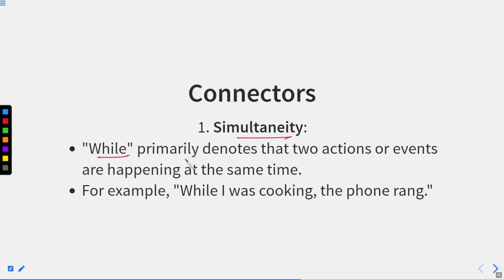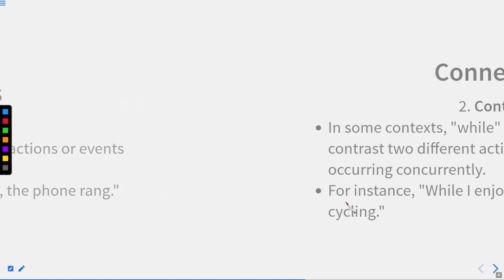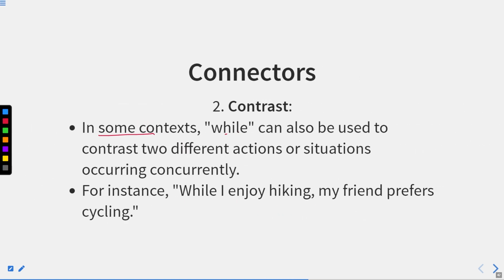Simultaneity. While primarily denotes that two actions or events are happening at the same time. It is not like "when this is done." No, they both are happening at the same time. While I was cooking, the phone rang. So this action was going on at that particular time. Now, in some contexts, while can also be used to contrast two different actions or situations occurring concurrently. While I enjoy hiking, my friend prefers cycling.